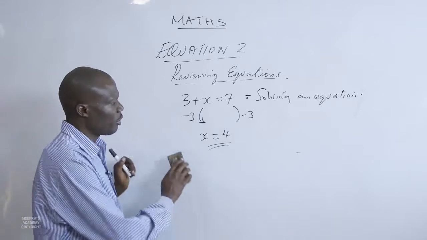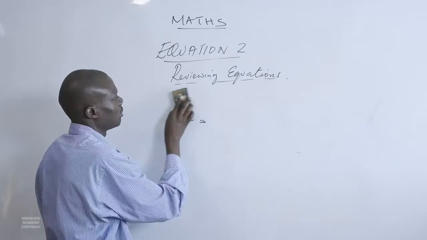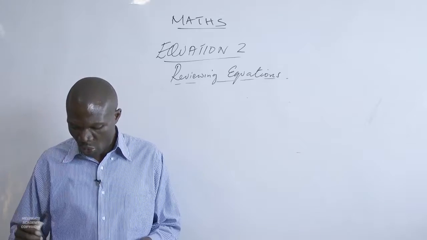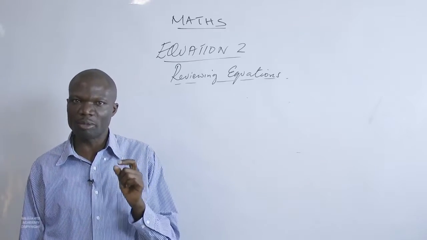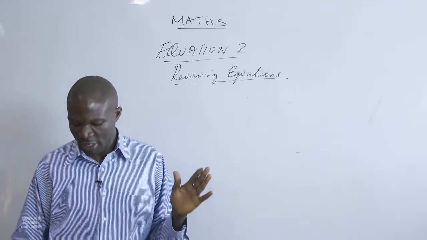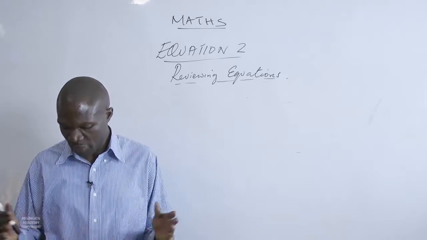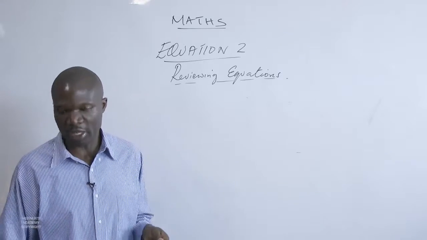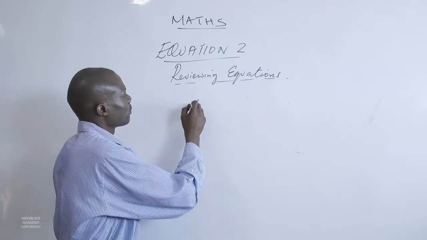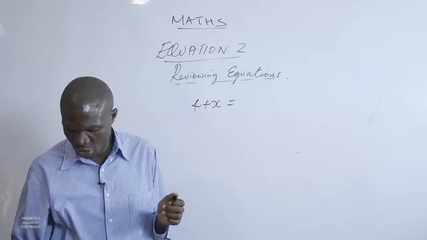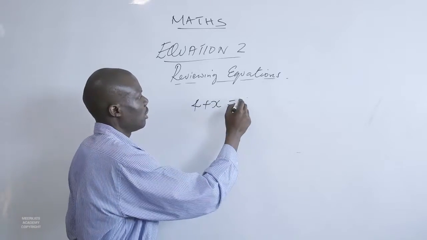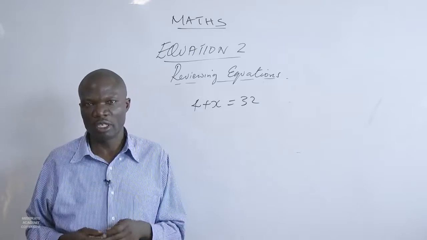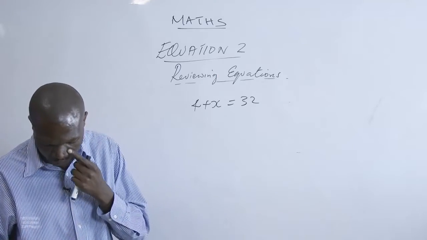So what are we supposed to know about equations? First, we need to understand that an equation is simply a mathematical statement that tells us that two expressions are equal, where the expressions could be 4 plus x is equal to 32. This one is a mathematical statement. It is equated, and therefore this is an equation.